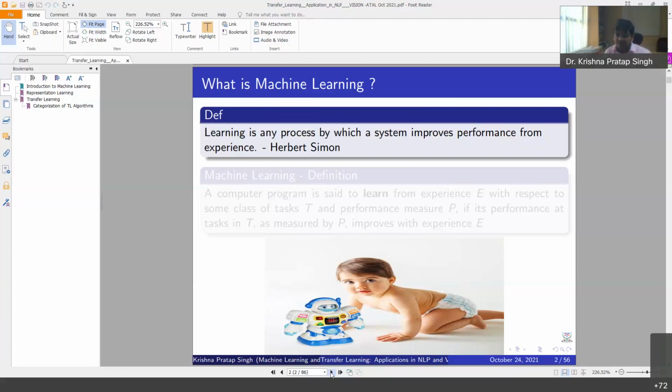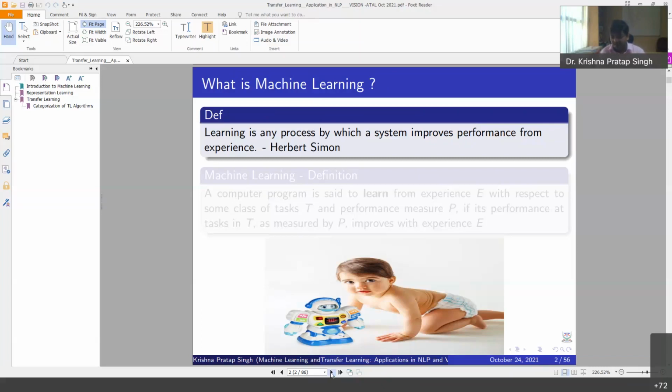So in general, what is machine learning? A learning process, as in the old definition given by Simon: any process by which a system improves performance from experience. And that's what learning is for humans also. You can draw this definition; it's not for the machine only. What is learning for any individual human being?